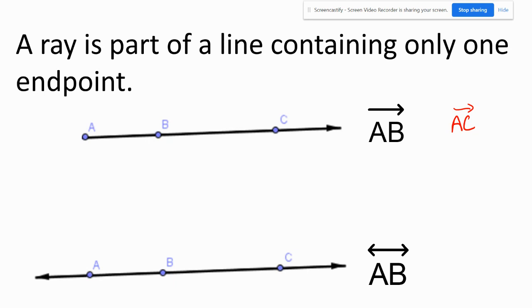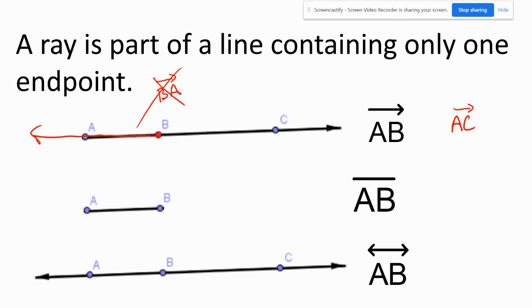Now, if you name it ray BA, that one is wrong, because with that one you're saying you start at B and you go through A. So that's why that one will be wrong. That's the difference on the ray. Just for us to remember: when it comes to the line segment and the line, the order of the letters does not matter. But when it comes to the ray, the order of the letters does matter. Make sure you start with the endpoint.